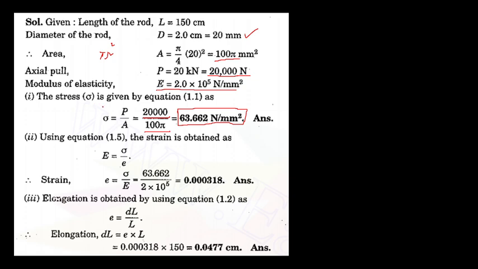Now, first equation is stress is force upon area. Second equation, Young's modulus of elasticity is stress divided by strain. You can denote strain by epsilon or E also. So the value of strain will be stress upon Young's modulus, 63.6 upon 2 into 10 to the power 5. This is the value of strain you will observe. Elongation: strain is del L upon L, so del L is strain multiplied by length. This is the value of strain multiplied with the original length, 150 centimeter. So you will get this value in centimeter. You can also calculate this value in millimeter.